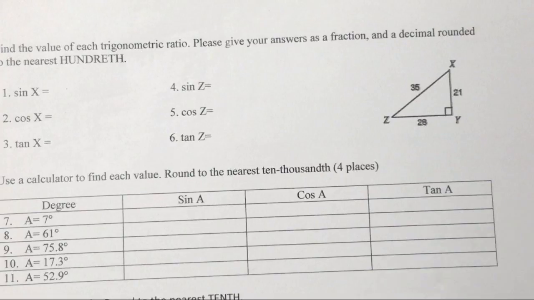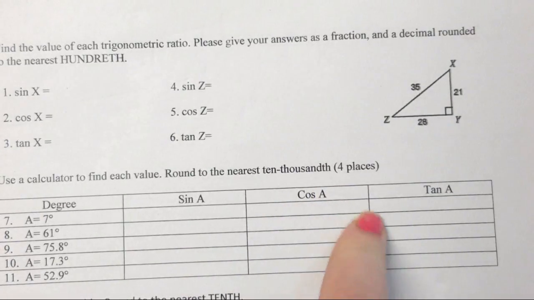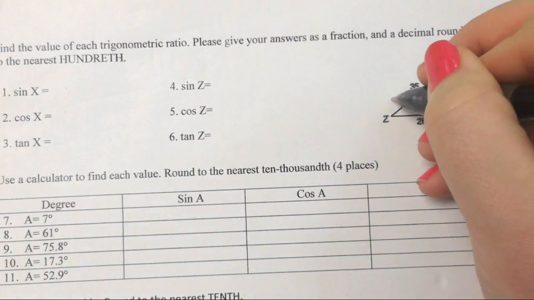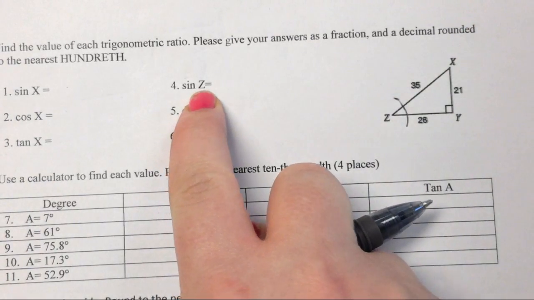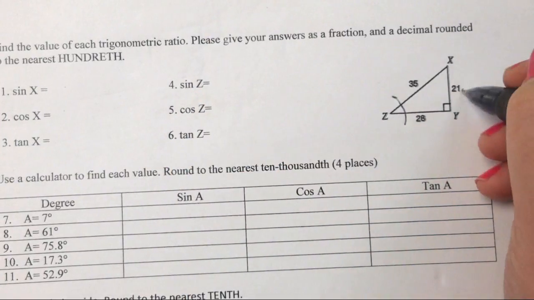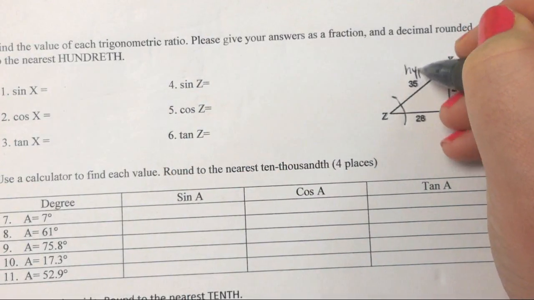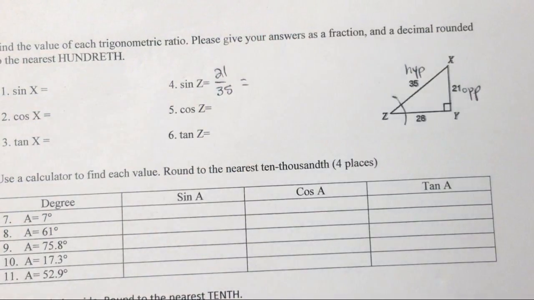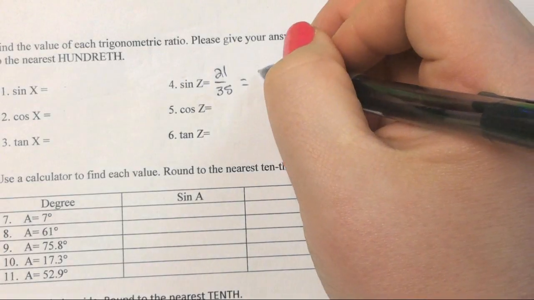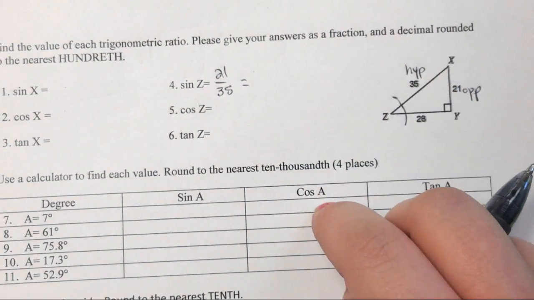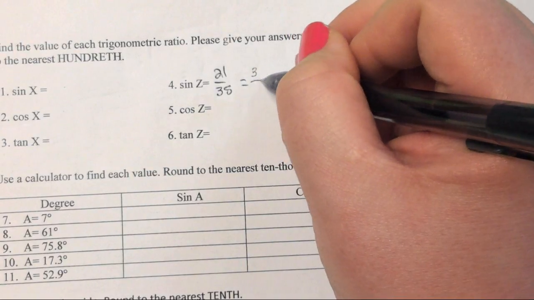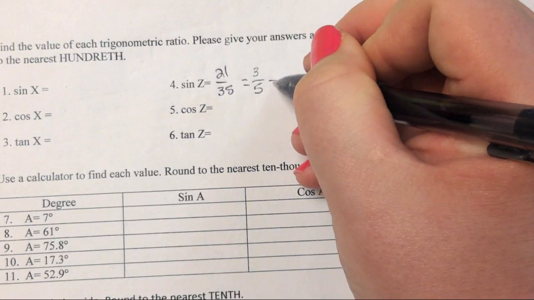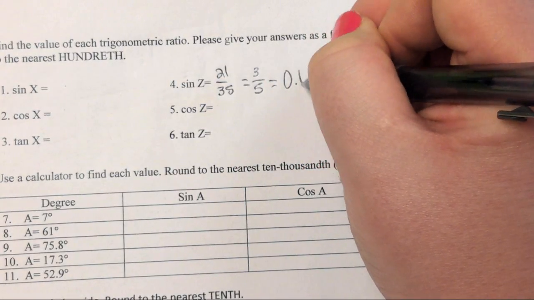Okay, most people missed this on our last test. You overthought the top 6. Those are supposed to be the easiest. So I'm going to do number 4. It says sine z. Well, sine is opposite over hypotenuse. So I should write 21 over 35. I should also type that in my calculator and get the decimal for that. Now, if I want to reduce it to 3 over 5, I can. Do you have to do that? No. I'm just doing it because I'm doing math in my head. You end up getting 0.6.